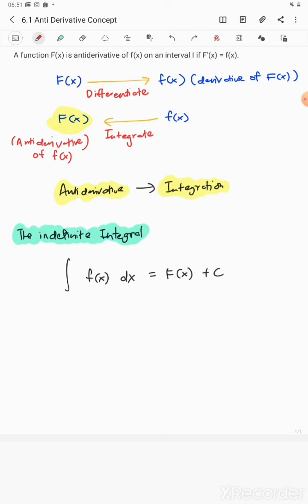We use this symbol, which we call the integral sign, to indicate that the operation of integration is to be performed on some function f(x). So this is how we write integration. One more thing, this is very important: this is what we call the variable indicator.